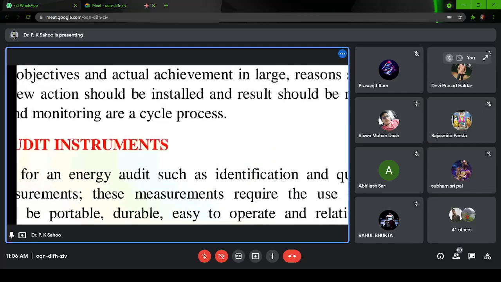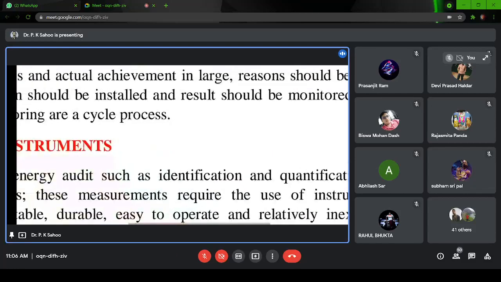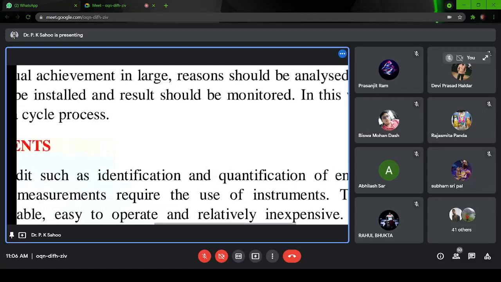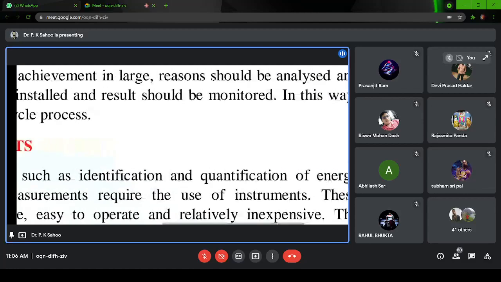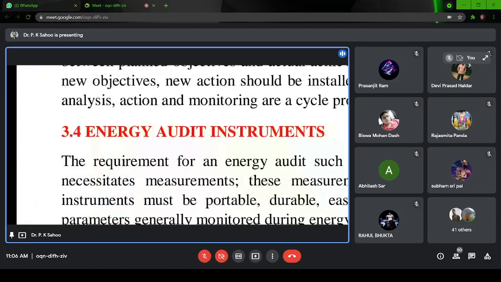So it will be a process for a year, for an annum. Then next year the same process will continue. Okay, so in this way the analysis, the action plan, and the monitoring are everything to be continued in a cycle process.